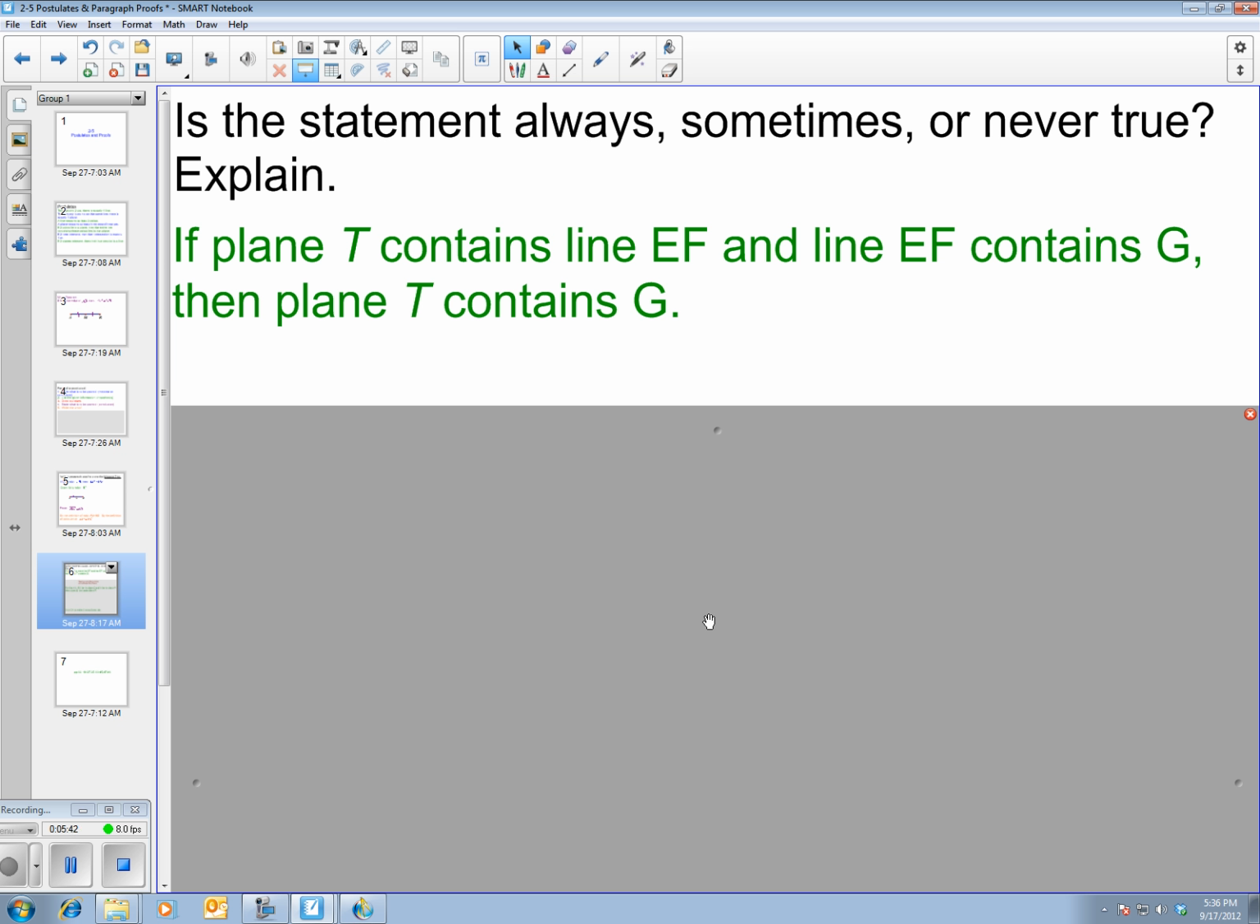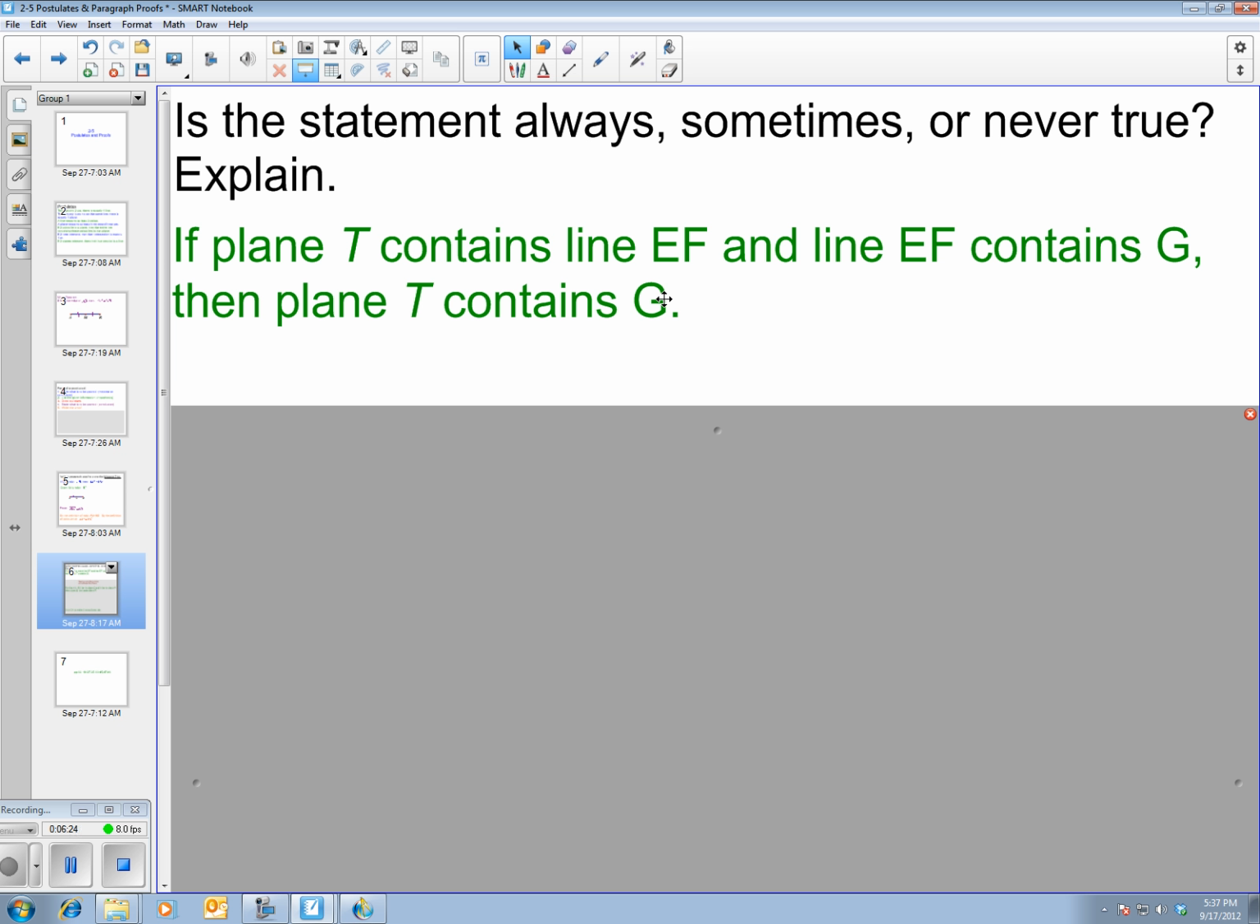Next, is this statement always, sometimes, or never true? If a plane T contains line EF, and line EF contains point G, then plane T contains G. A lot of words and a lot of shapes going on there, but if you take them one by one, it's not too bad. First, we have a plane T, so think of the floor. Then, on that floor, there's a line EF. And on that line, there's a point G.